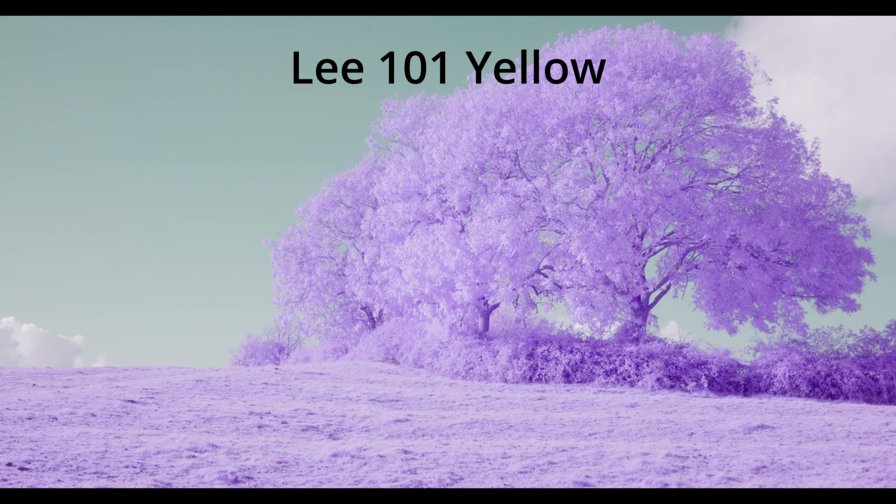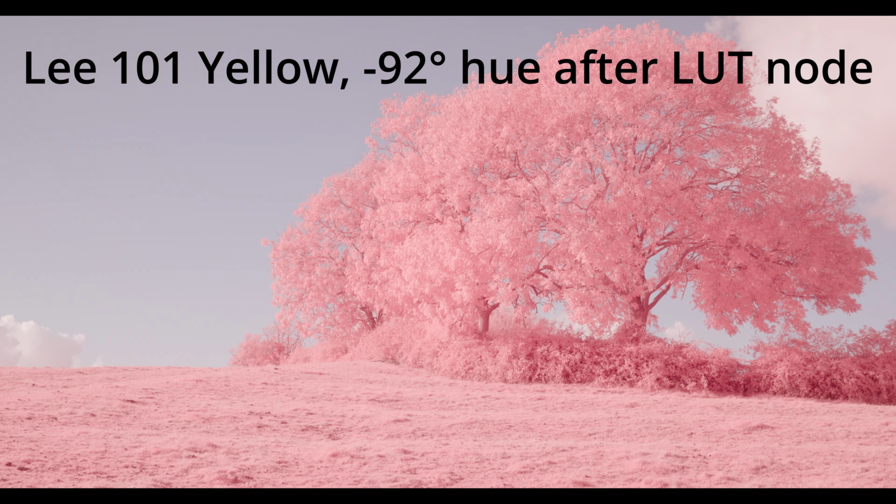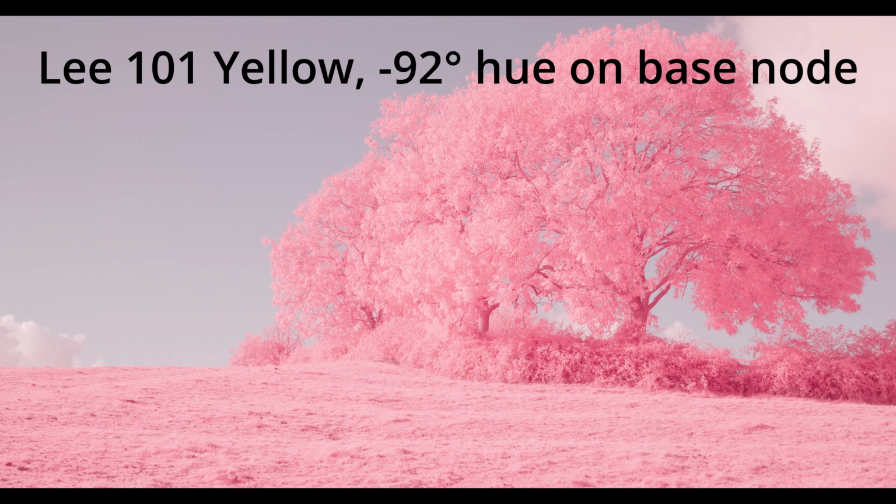On the camera LCD with View Assist turned on, which compensates for the flat look of log, the image looked very overexposed. And this is the same Lee 101, but exposed about a stop before clipping on the histogram. This is the previous clip, but with a -92-degree hue shift after the C-Log to Rec 709 LUT is applied. Now instead this is with the hue shift applied on the base node before the LUT. This gives a bit more saturation to the image.